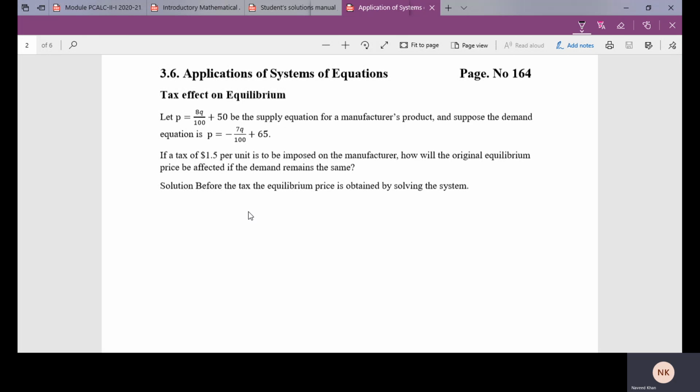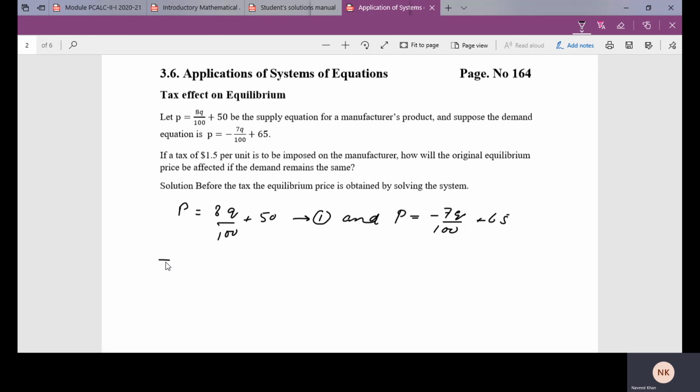Look here, the supply equation is already given in the question. P is equal to 8q by 100 plus 50. This is the supply equation, equation 1. And the demand equation is already given. P is equal to minus 7q by 100 plus 65.